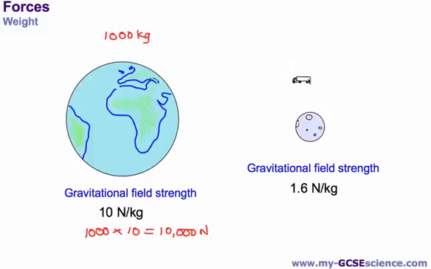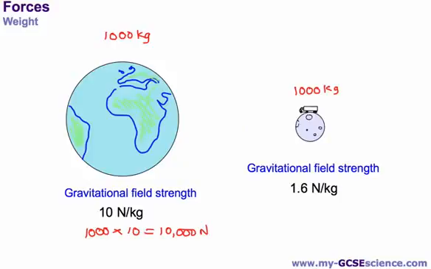Now let's take that same truck and transport it to the moon. Very easily done on my slide here. And let's see what its weight is here. Well, we know the mass is exactly the same. The mass doesn't change, whether it's on the moon, whether it's in space, or whether it's on planet Earth. The mass stays the same. So we've got a mass of 1,000, but the gravitational field strength on the moon is different. It's about 1.6 newtons per kilogram.